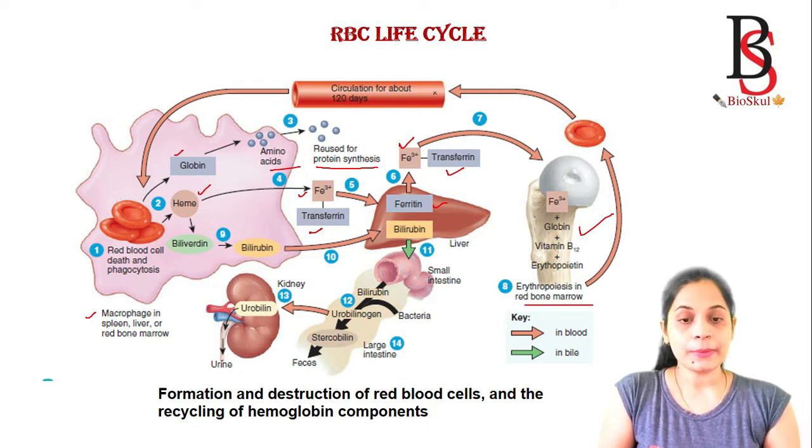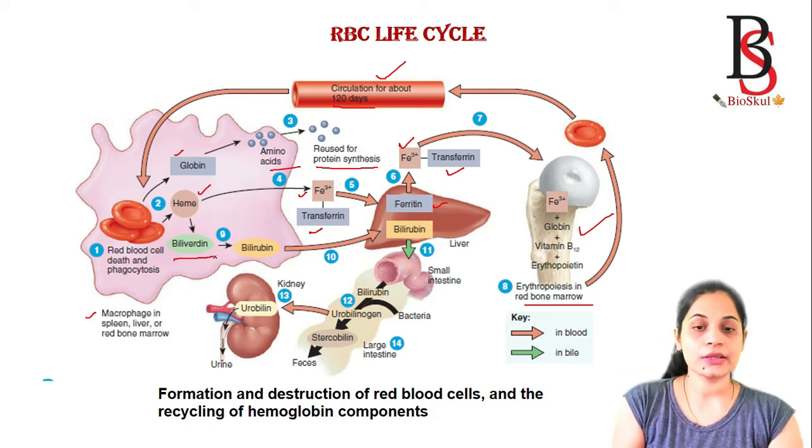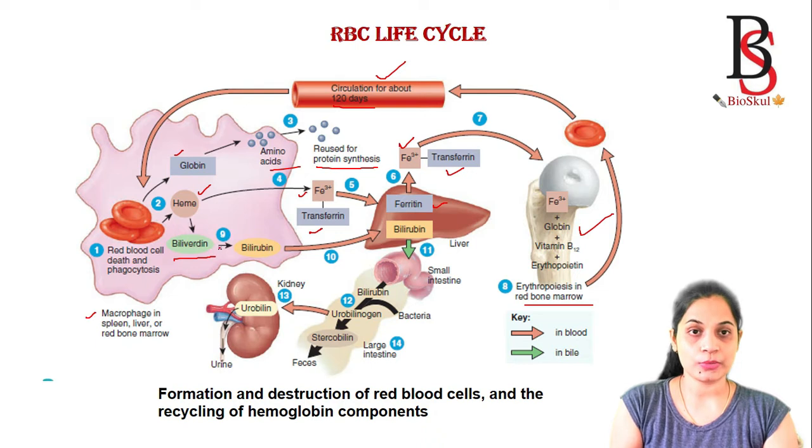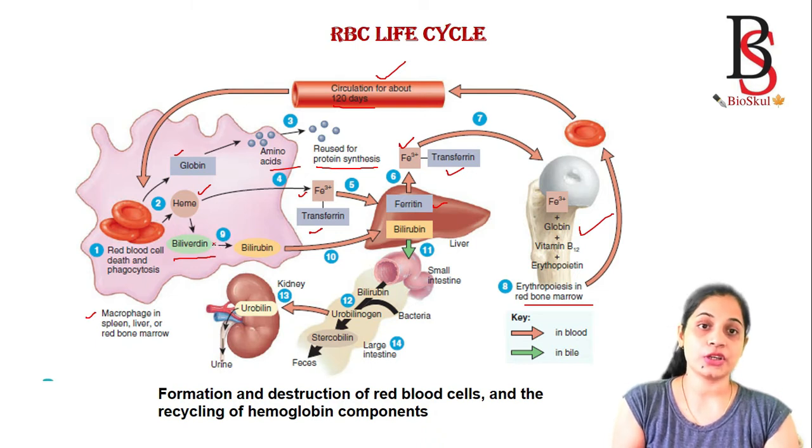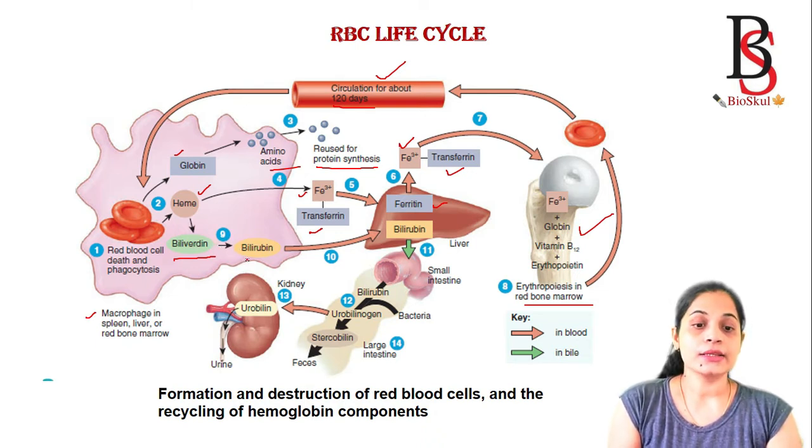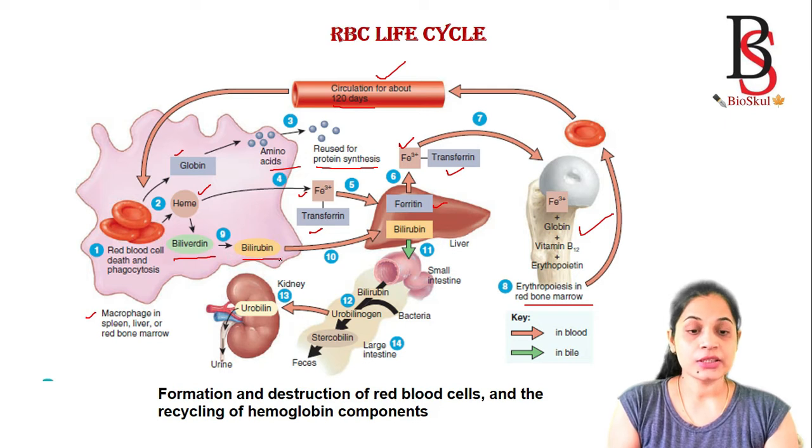So the heme molecule, after the release of the iron, the remnant portion of the heme forms a green pigment. That green pigment is known as biliverdin, and then this biliverdin is converted into a yellowish orange pigment known as bilirubin. Bilirubin, a yellowish orange pigment, is then transported into the bloodstream. Then from the bloodstream, it is transported into the liver cell, and then from the liver cell, it is transported into the small intestine, then to the large intestine.